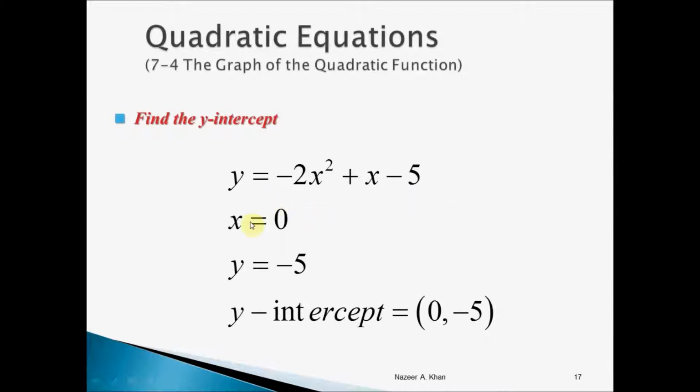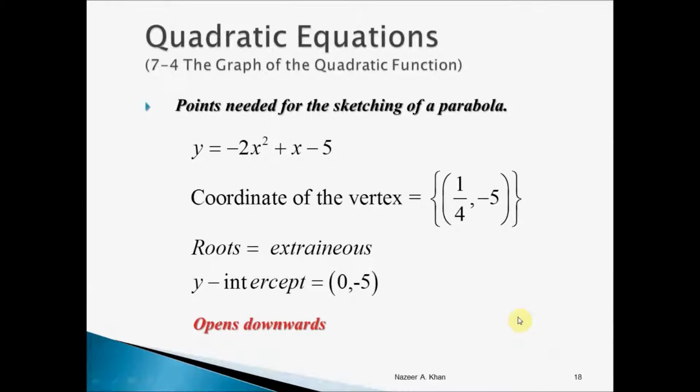We're trying to find the y-intercept. The y-intercept is going to be 0 and minus 5, but if we want to substitute 0 in there, we'll work it out that way too. Points that need to be plotted: the vertex, the roots are extraneous, they don't exist. And of course we have our y-intercept, it opens downwards. Those are all you need.